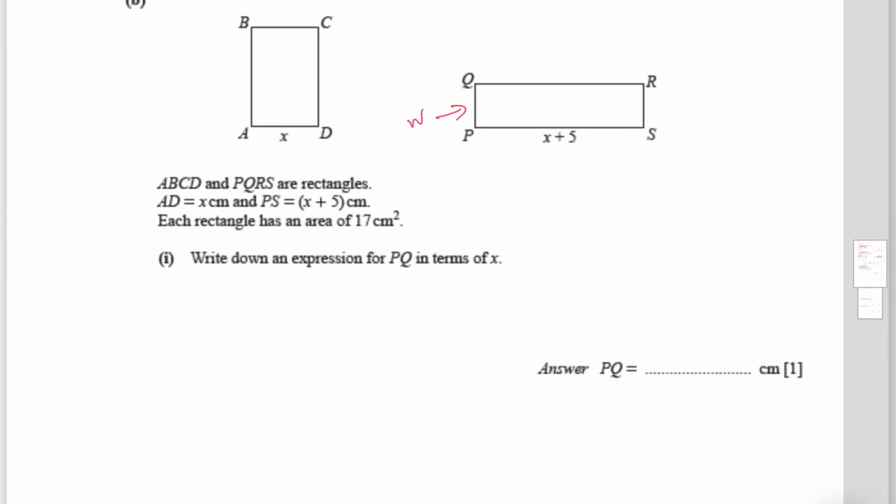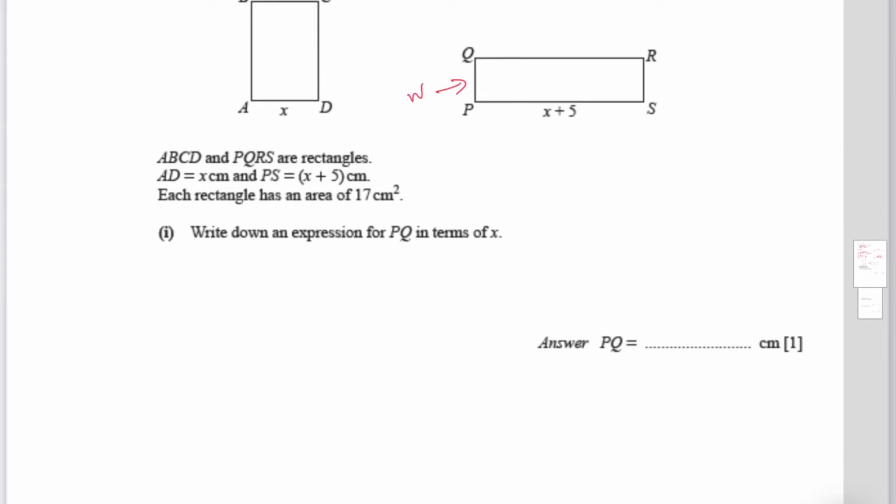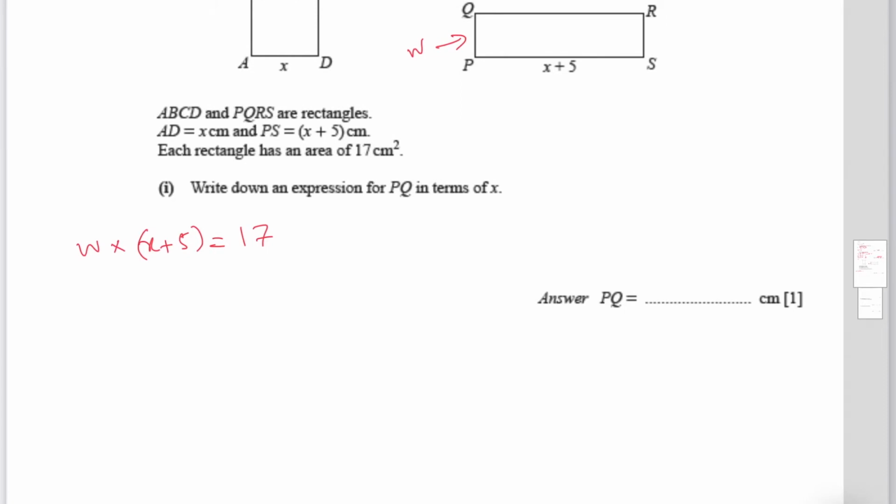Let's call this W. What you have to do is you have to multiply W with x plus 5 and eventually you would get 17. That's the area. But since we have to write the expression for W or PQ, W becomes 17 over x plus 5. Therefore, PQ is 17 over x plus 5. So you write it over here. You have 17 over x plus 5.